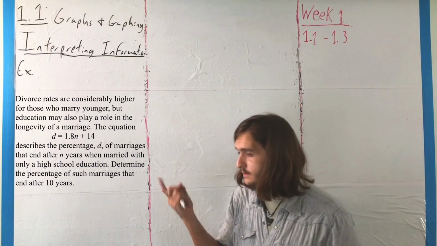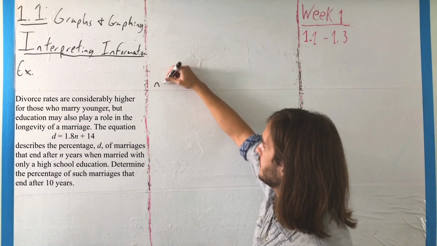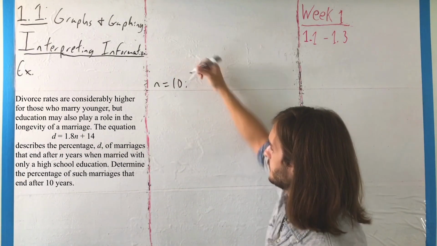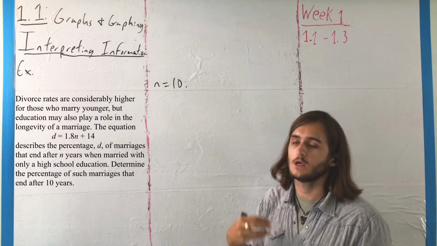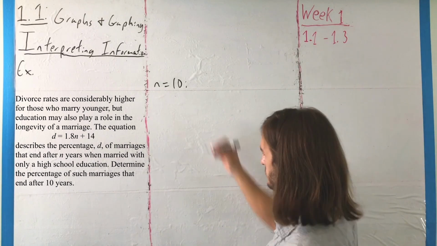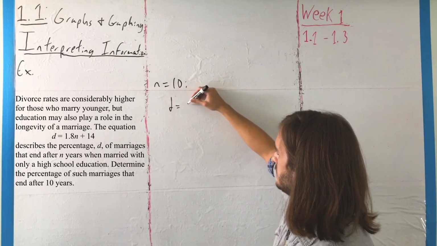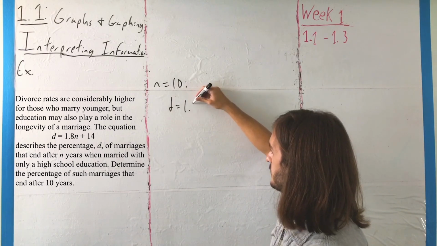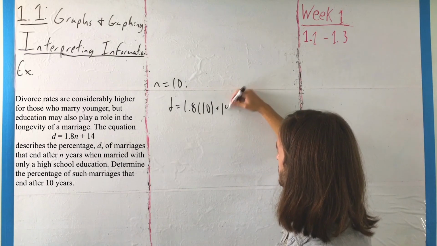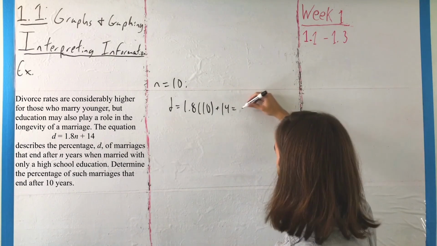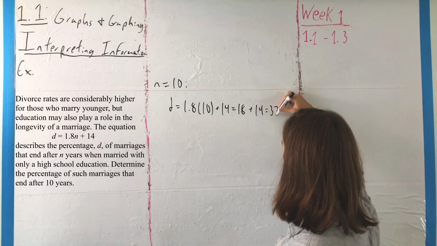So, for this, we have our equation, and we're given a value n. We are told, in this case, that n is equal to 10. So if you want to find the percentage that ended in divorce after 10 years where the couples only had a high school education, what we would do is just take our value D and plug in that 10 in the formula. 1.8 times 10 plus 14, where 1.8 times 10 is 18, plus 14 is equal to 32.